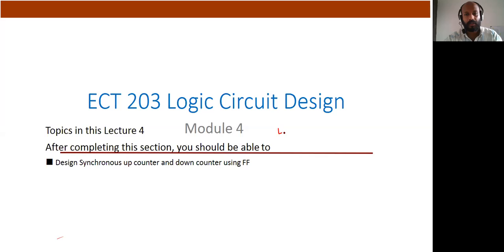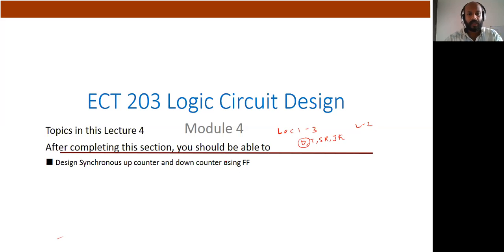From lecture 1 to 3, we already discussed different types of flip-flop: D, T, SR, and JK flip-flop, and their truth table and excitation table. And in lecture 2, we already discussed how to design a synchronous counter by using a D flip-flop. So first watch lecture 2, how we can design a counter using D flip-flop. After that, you can watch this lecture 4.